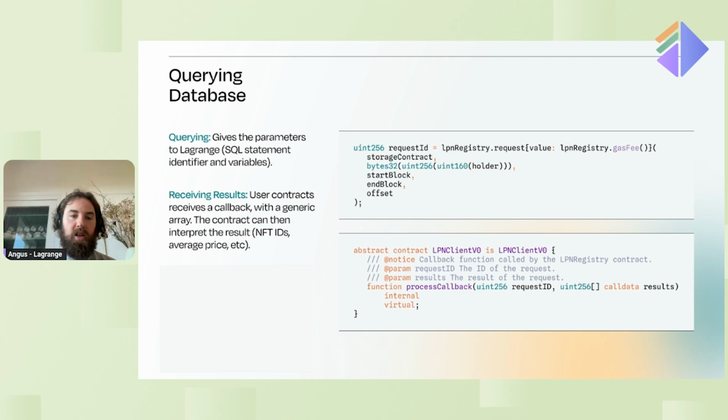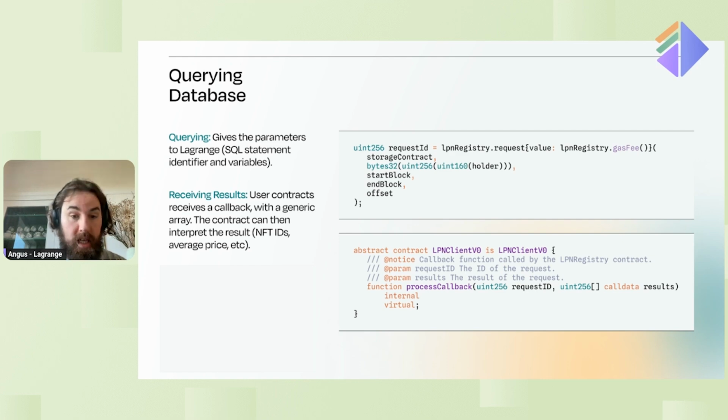The next part: once you've indexed all your data from the smart contract, you send a query to the Lagrange contract. You give the parameters, which is the SQL statement: what kind of SQL operations you want to do, and the variables you're looking for. Here's an example: the LPN, the Lagrange prover network, registry dot request. It says here's the stored contract that you've been indexing, here's the data we're looking for, and what period. The start block and end block define which slice of blocks you want to check some data for.